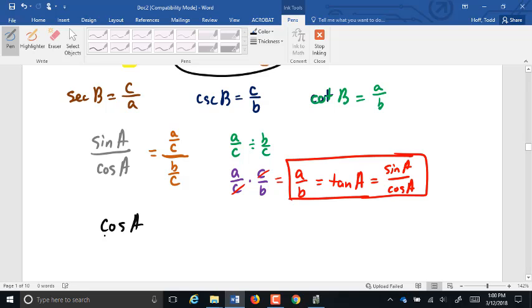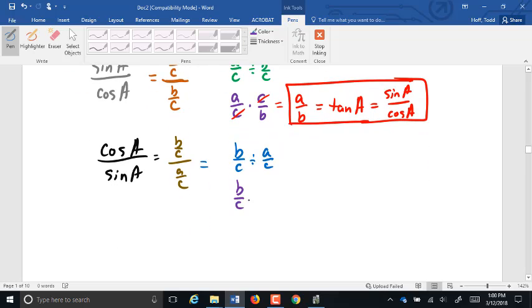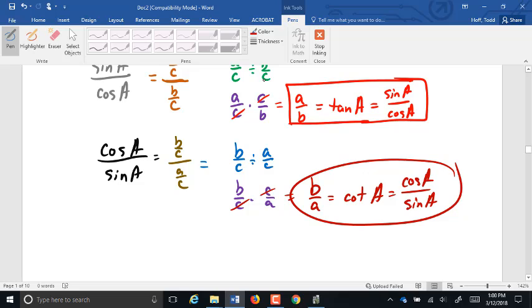If I do it the other way around, cosine of A over the sine of A, it's B over C divided by A over C. Well, B over C divided by A over C becomes B over C times C over A. And once again, the C's cancel out. I got B over A, which is the cotangent of A. So you can see there are all sorts of relationships between these trig functions.